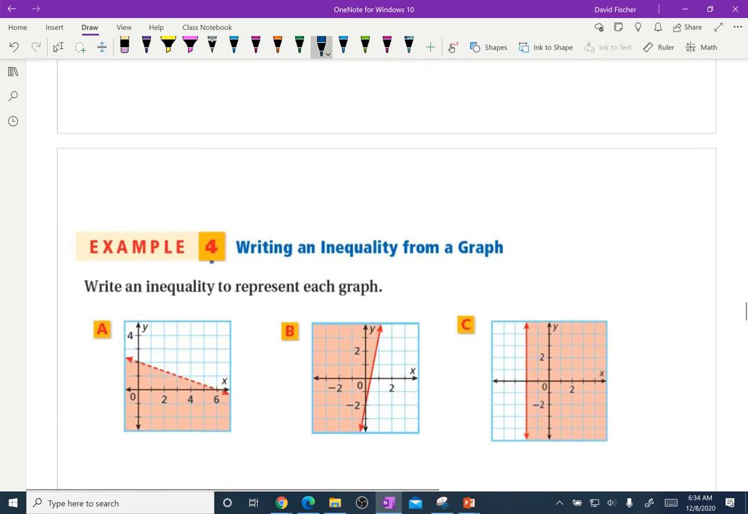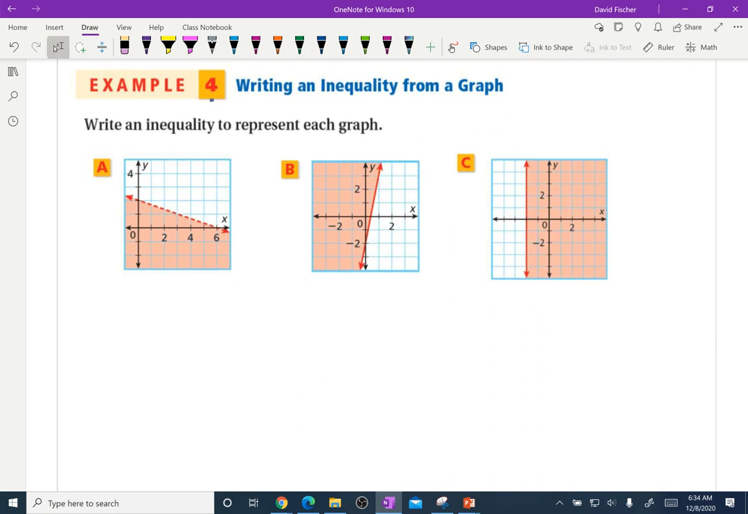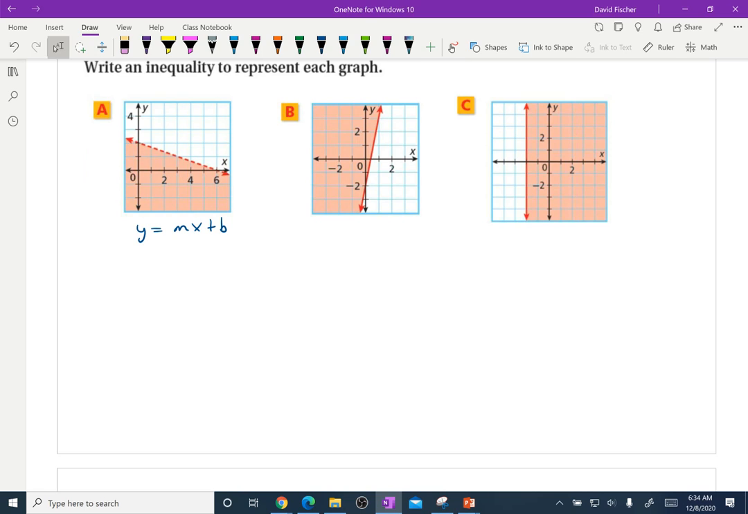Okay, let's wrap this up. Sometimes they're going to give us an inequality graph and they're going to say, well, write me the equation. Well, if we think back to the y equals mx plus b form, we can write an equation for this line very quickly. What is my y-intercept? My y-intercept is right there. It's a positive 2.